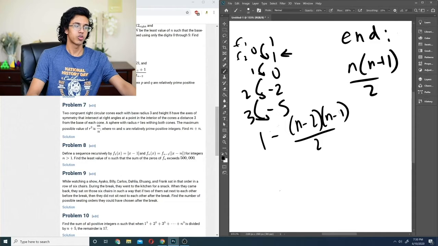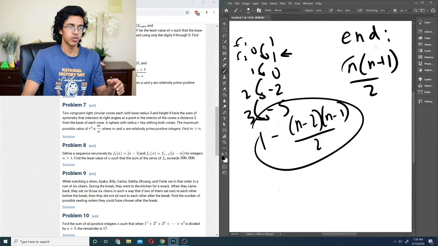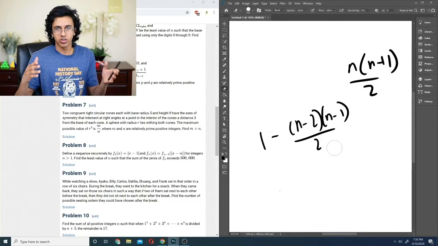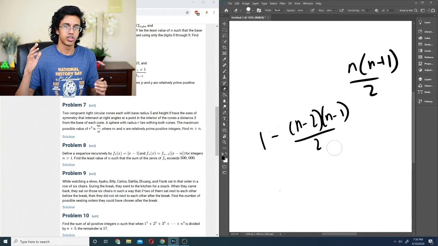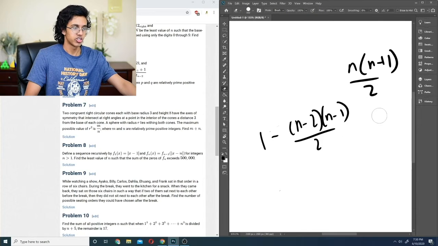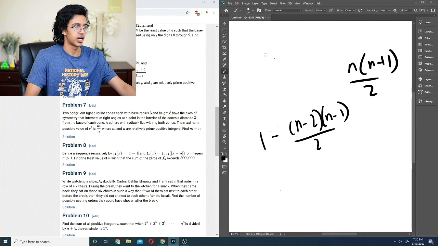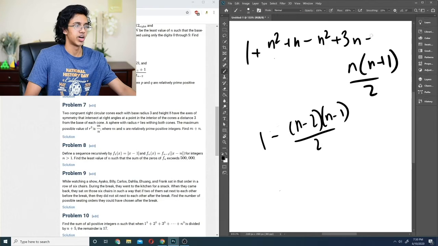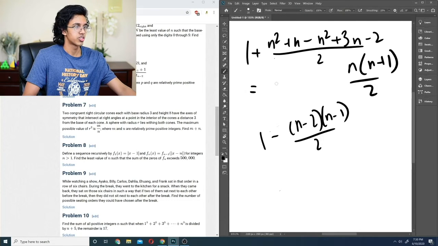So basically, we're summing from here to here, and we're going every 2's. In order to find your sum, you multiply the sum of the endpoints times the number of pairs. The sum of the endpoints is pretty easy. You just add these two, and you get 1 plus n squared plus n minus n squared plus 3n minus 2 over 2. Yeah, this is just equal to 2n.